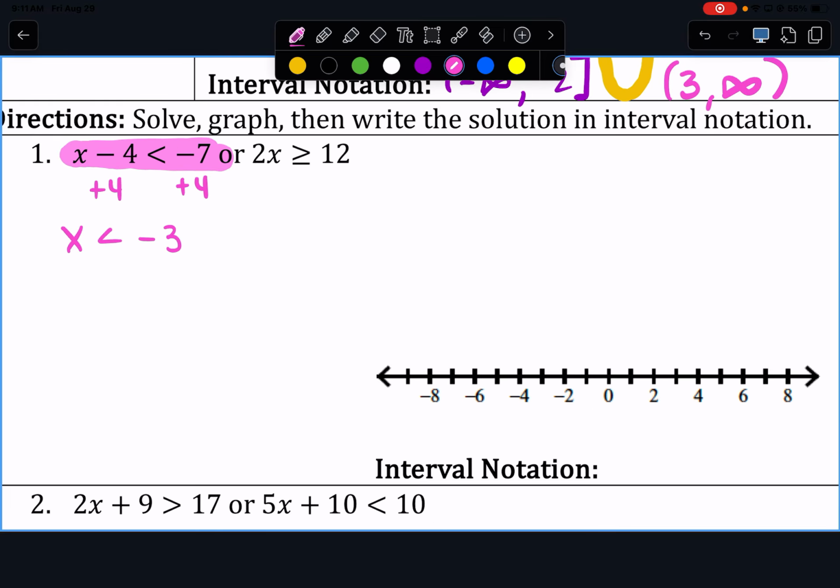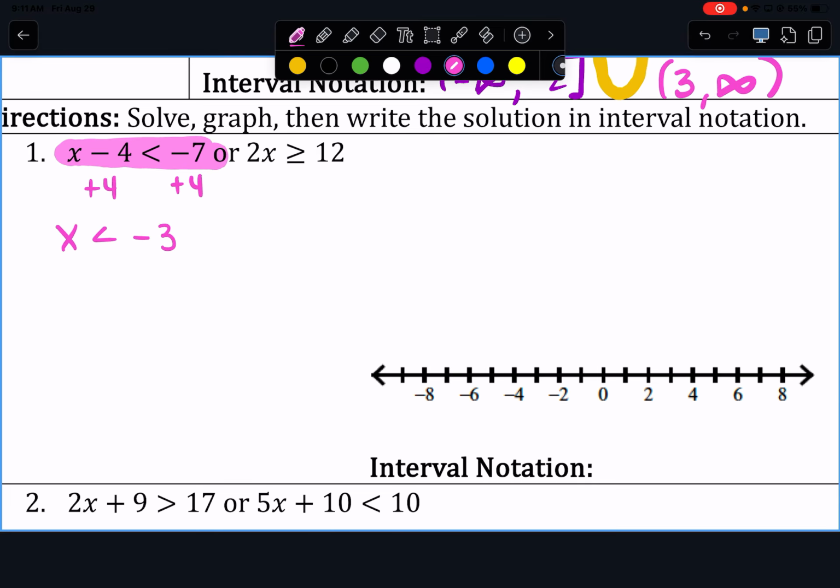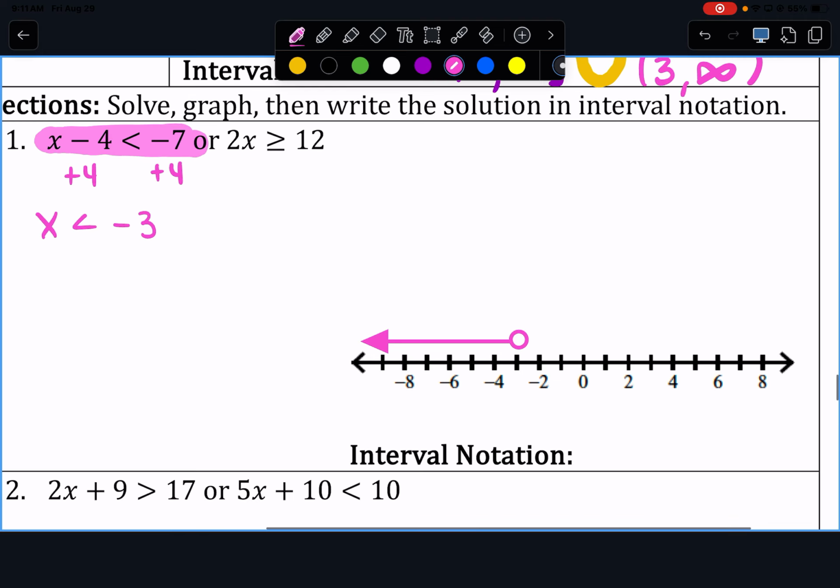Then let's graph it. To graph that, for negative 3, do I need an open or closed circle? And then does it open to the right or to the left? To do the interval notation for that piece, what would I do? Negative infinity. We do negative infinity and -3 with parentheses on both sides.